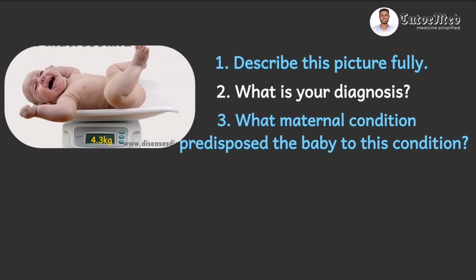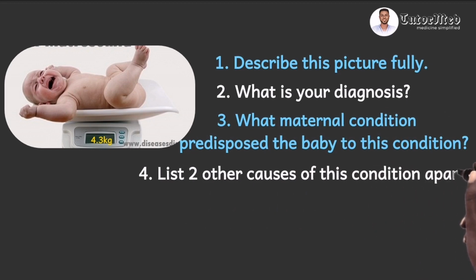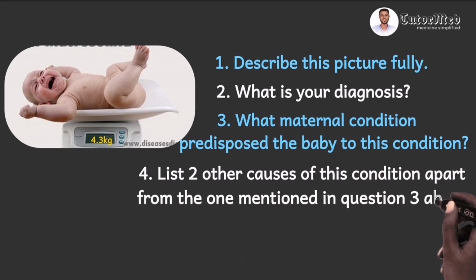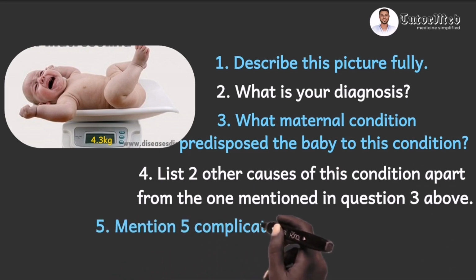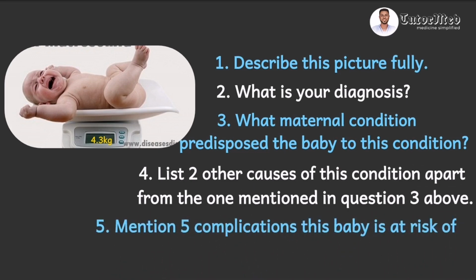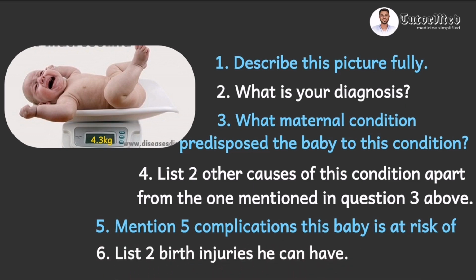Question number 4. List 2 other causes of this condition apart from the one mentioned in question 3 above. Question number 5. Mention 5 complications this baby is at risk of. Question number 6, and the last question, list 2 birth injuries this baby can have. And so, these are the questions. Think through them, write your answers, and let's discuss the suggested answers in the next slides.